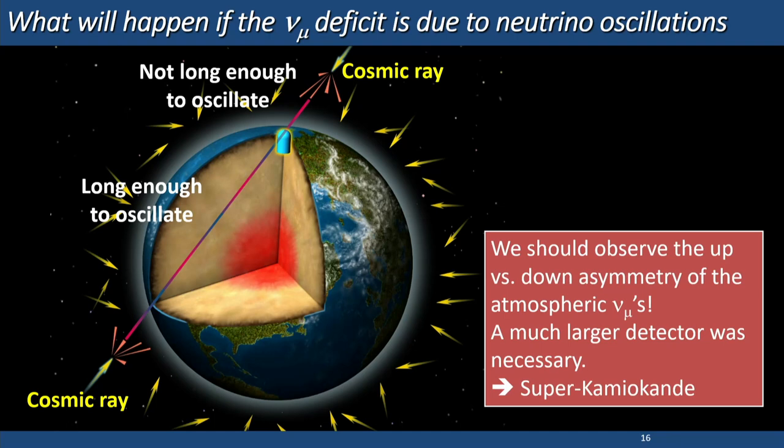However, okay, that was easy to think. However, the 3,000-ton Kamiokande detector was too small to observe this effect. We needed a much larger detector, and that was Super Kamiokande.